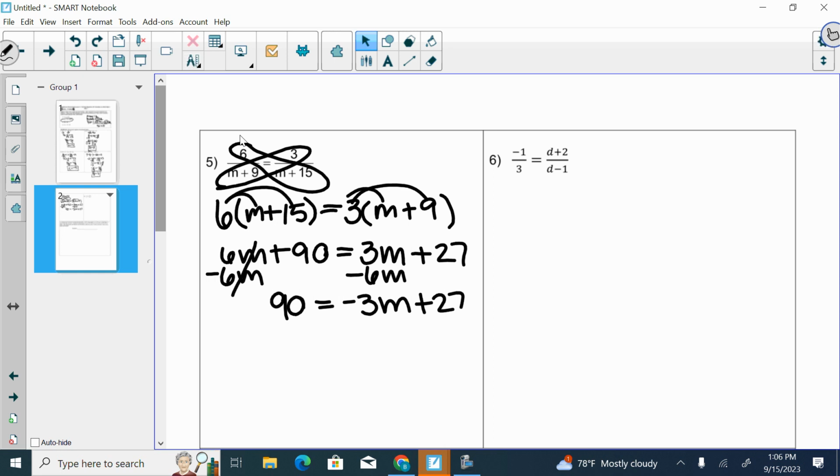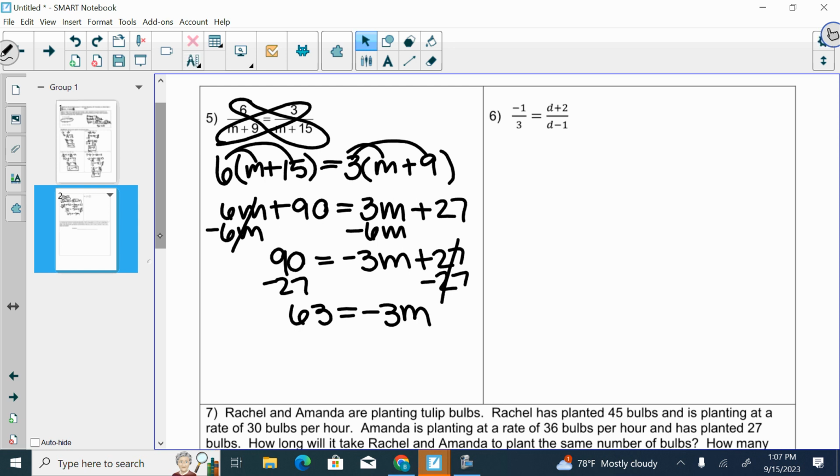Then what should we do? So we want to get m by itself. What do we need to move now? The 27, right? So it's positive, so to move it, we would subtract. Okay? And what is 90 minus 27? Very good. So I have 63 is equal to -3m. Now what should we do? Very good.